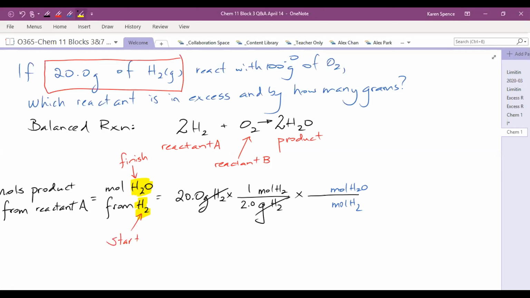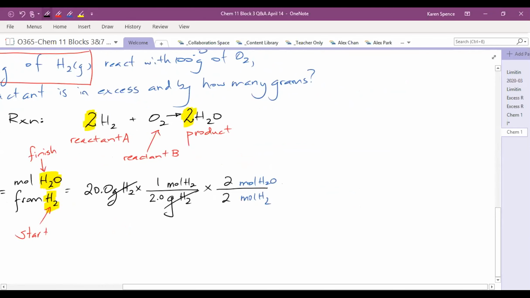And so we're going to look at our numbers here and say, okay, what's in front of the H2? We have a 2. What's in front of the H2O? Oh, it's another 2. That makes my math super easy. There are 2 moles of H2O for every 2 moles of H2. And so we end up with 20 divided by 2 is 10 moles of H2O. And you'll notice I went down to 2 significant figures because there are 2 sig figs here.